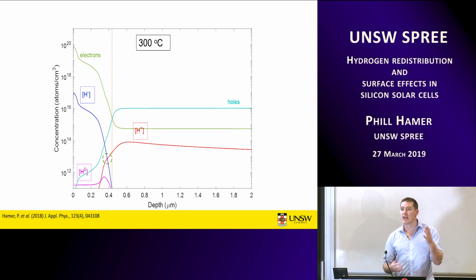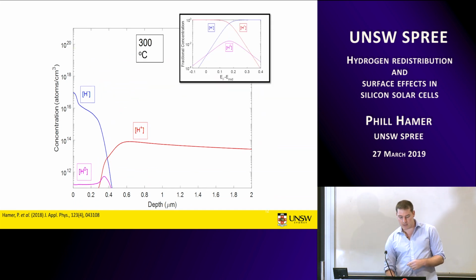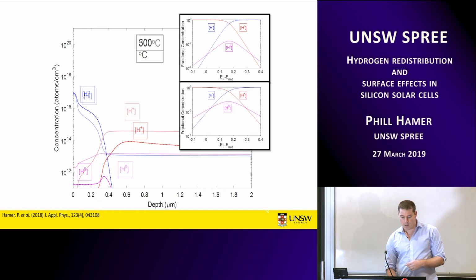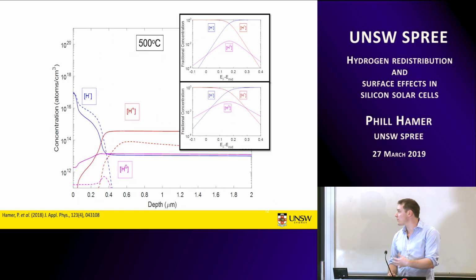So again, due to the asymmetry of the donor and acceptor levels of hydrogen in the band gap, the level will always be in the N-type region, which becomes important later on when we consider these surface degradation effects. Now, if we increase the temperature, again, because of asymmetry, what we do is we shift this crossover point closer to the surface.